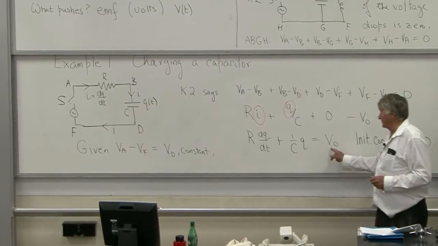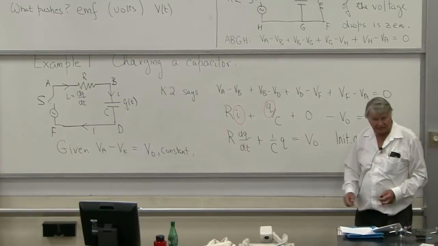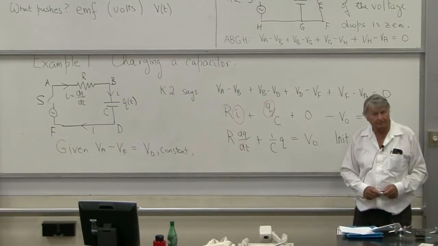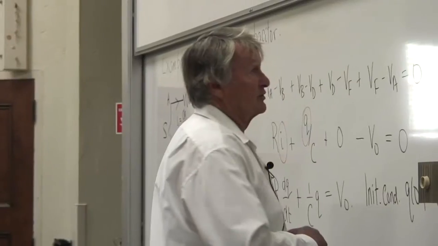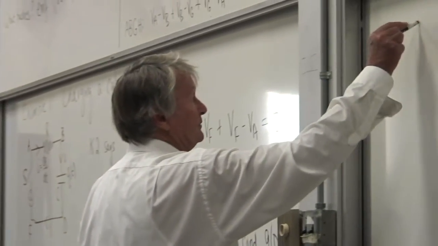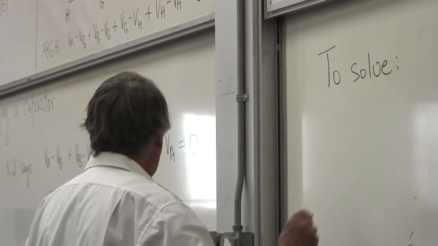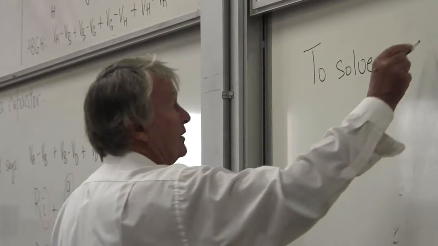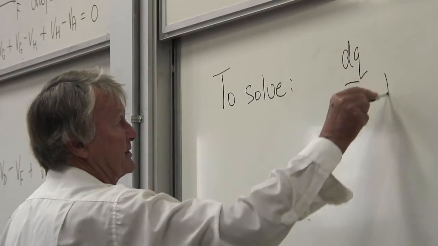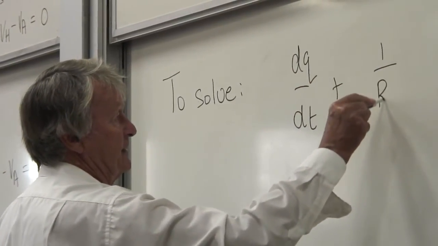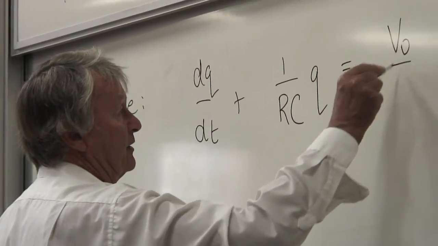With V naught constant, we could actually also use the separable method, but we will treat it as a linear equation. So, to solve, I'm going to divide across by the R. So I have dq by dt plus 1 over RC times Q equals V naught over R.